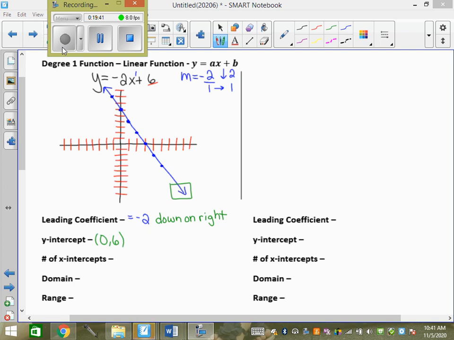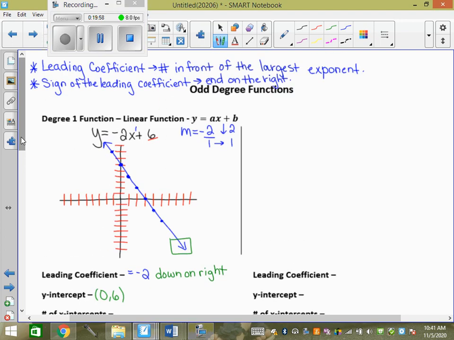So my y-intercept is at 6. This is another thing to note. So these are the two things we're going to take away that we get taught this year. The leading coefficient sign tells you how it ends on the right. So if it's negative, it ends down. The other thing we're going to write up here is our constant. And what the heck is the constant? The constant is the number without a variable.